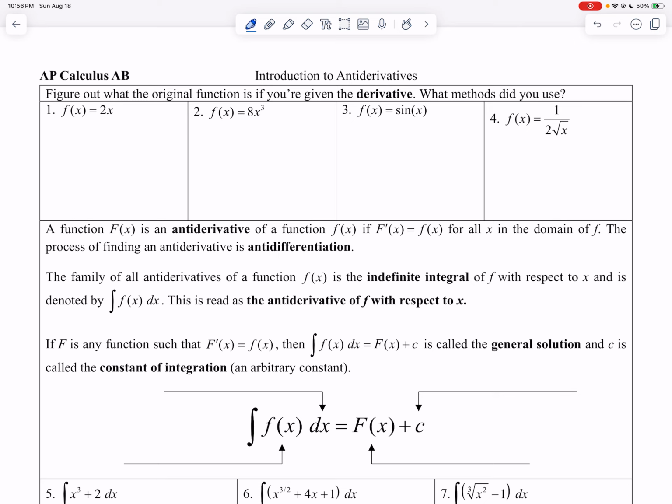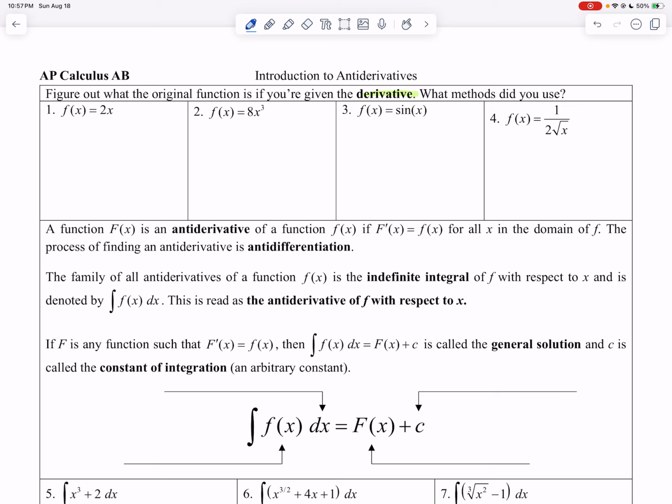Looking at number 1, number 2, number 3, and number 4, let's say that I give you the derivative and your goal is to find the original function. Think about some strategies that you use in terms of 1, 2, 3, and 4. Pause the video and then play it once you are ready to find out what the original functions are.